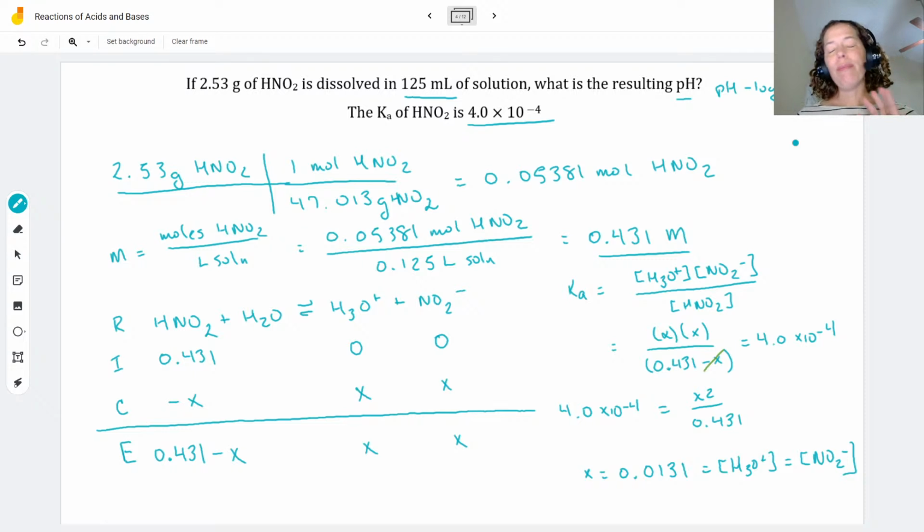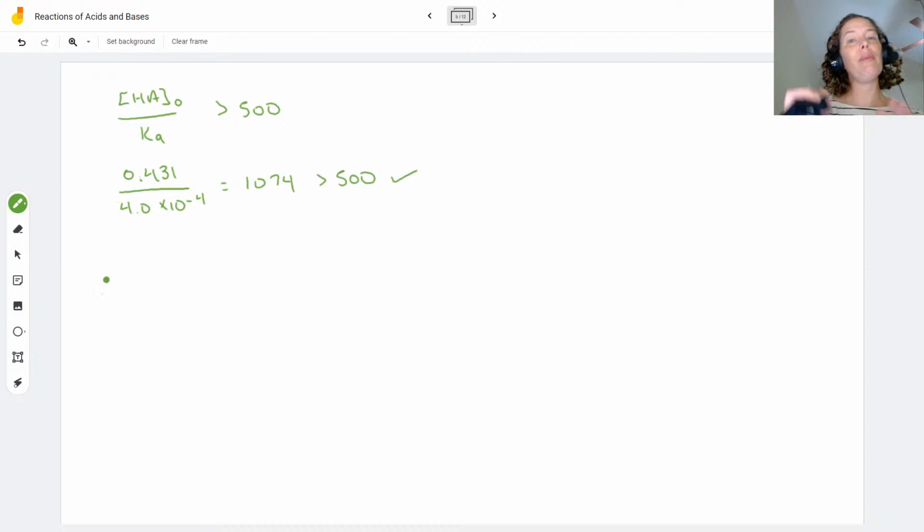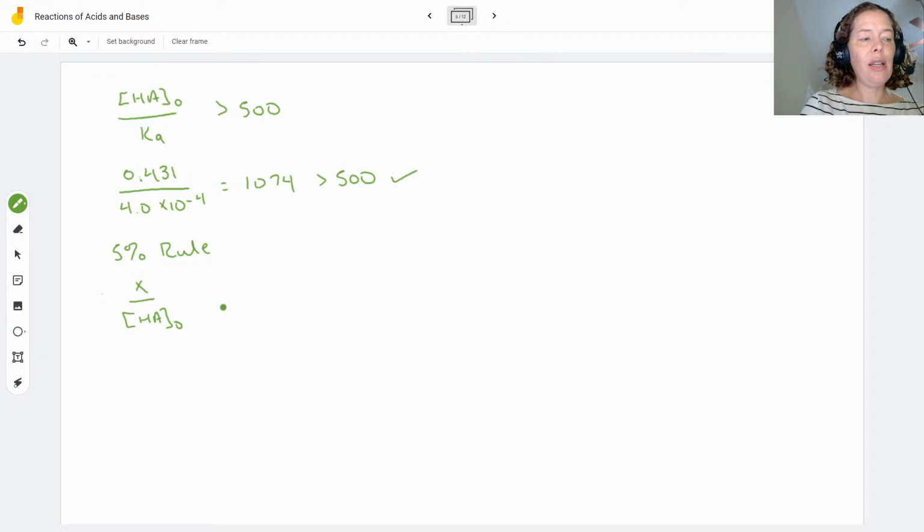Yes. Okay. And sorry, I also want to show you your other check, called the 5% rule, just to make sure that your assumption of dropping that minus X is okay. This one is a percent dissociation. You are going to take your value of X, which you just calculated, and put that over your initial concentration of acid times 100%, and this should be less than 5%. If it's more than 5%, your assumption is not valid.